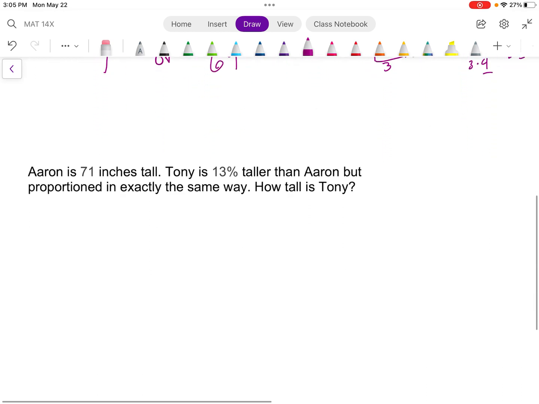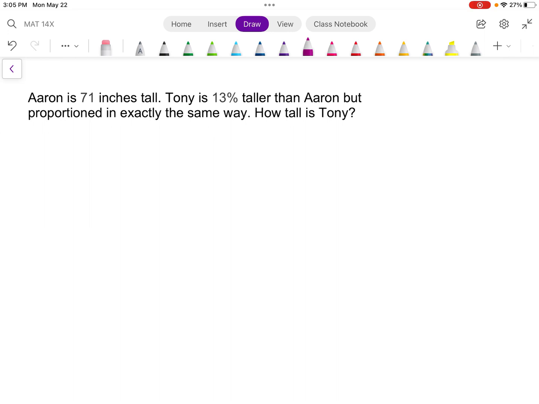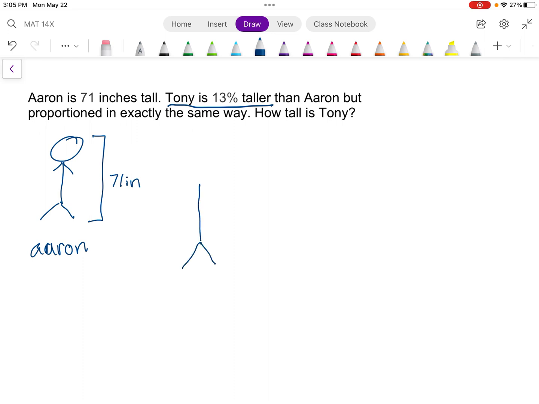So we have Aaron here. He's 71 inches tall. Tony is 13% taller than Aaron, but proportioned exactly the same way. I don't know, maybe they're brothers. So we have Tony here. Tony is taller than Aaron by about 13%, which means he's going to have the same height as Aaron with 13% added on.